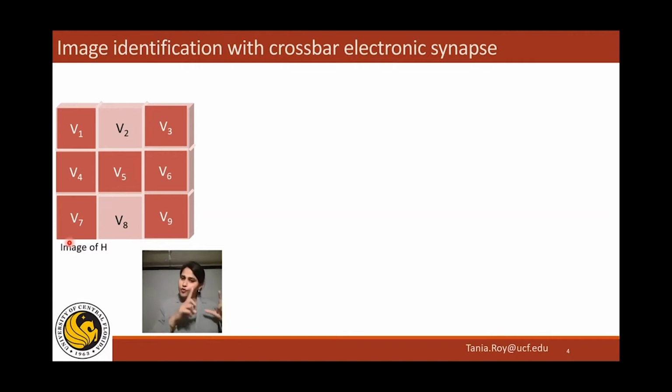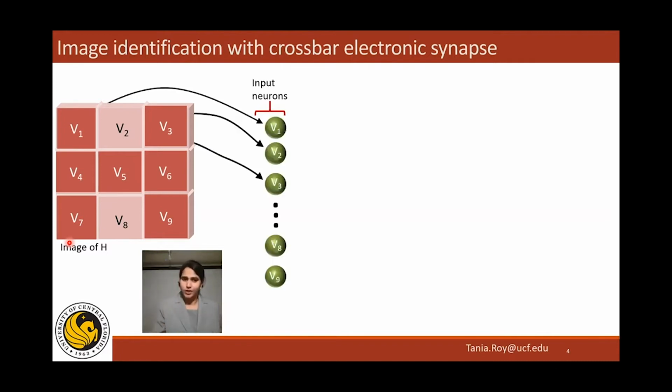So we have to convert the pixel color to voltage values first. Then that voltage will have to be fed to this input neuron. So there is a series of neurons, and this is the start of the neural network, which is doing the pattern recognition.